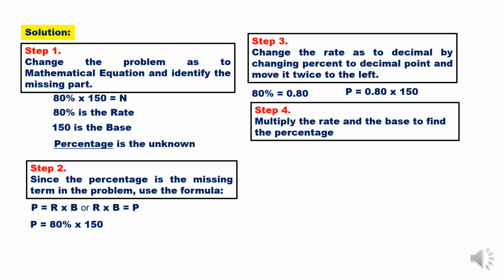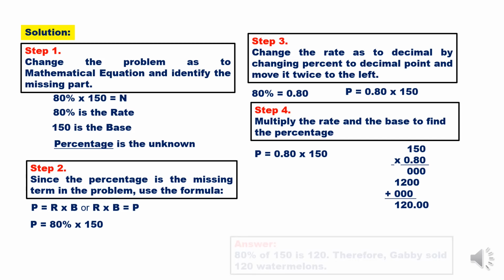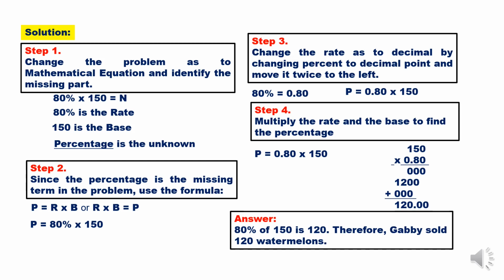Step 4: Multiply the rate and the base to find the percentage. P equals 80 hundredths times 150. If you multiply this, the answer is 120. So the answer: 80% of 150 is 120. Therefore, Gabi sold 120 watermelons.